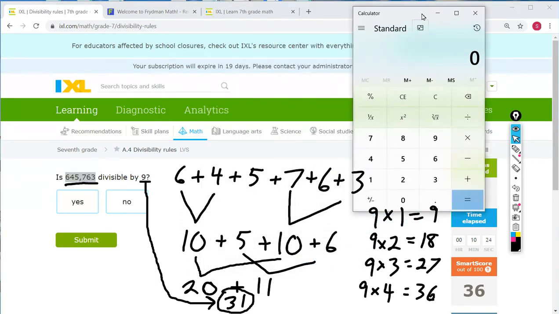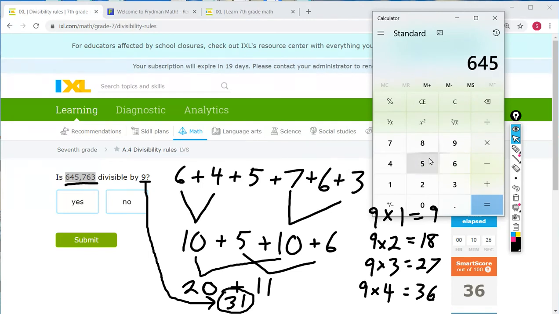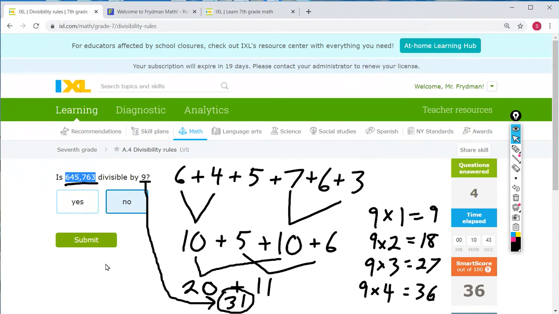And again, we can check that. If we do 645,763 divided by 9, then we will get some decimal answer. You can see we get 0.4 repeating at the end of our answer. So we're going to click no, this number is not divisible by 9.